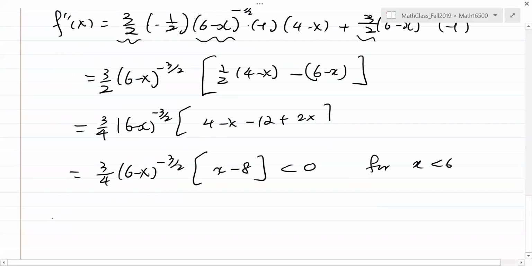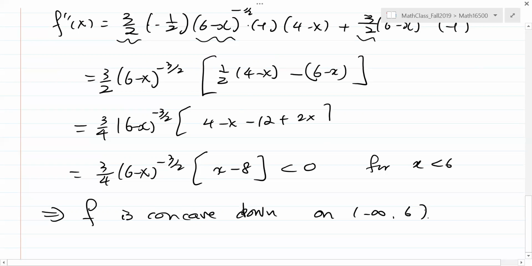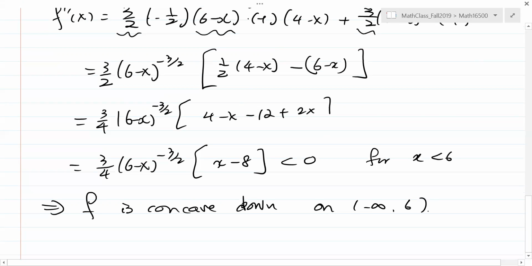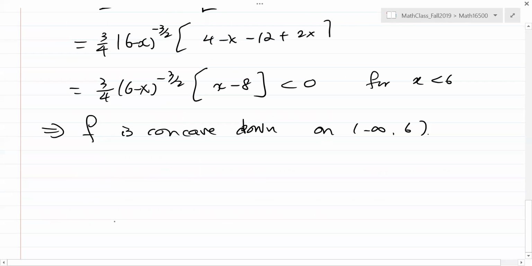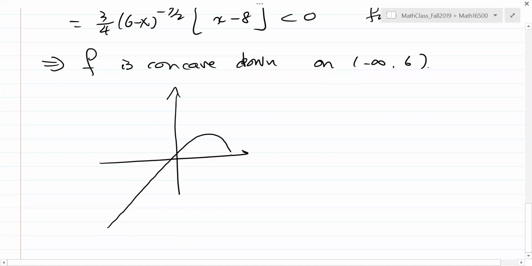So that implies that f is concave down on the interval from negative infinity to 6. Okay, so we are done with the picture. So we get a graph. The graph, concave down, has an absolute maximum somewhere, and finally let me draw the picture. The highest point is 4 square root 2, 6, 0, concave down everywhere.